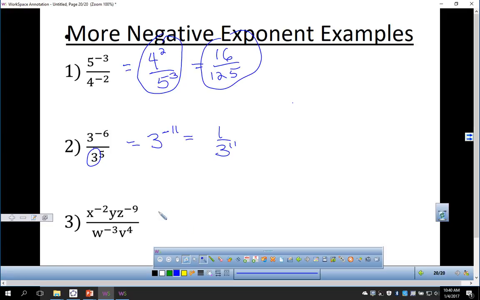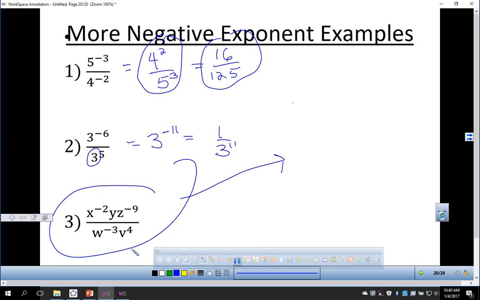You want to try this one? We have 5 minutes. Who wants to try this one? I'll give you $1. 2 bonus points if you get it right. Where are you going? I just moved my papers. 2 bonus points if you get it right for this one. Simplify it without any negative exponents. You got a minute. Oh, we got 3 minutes.